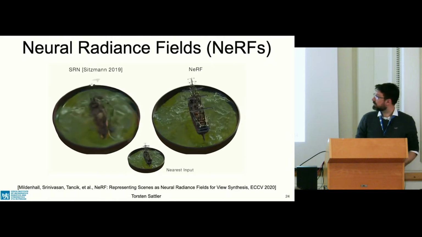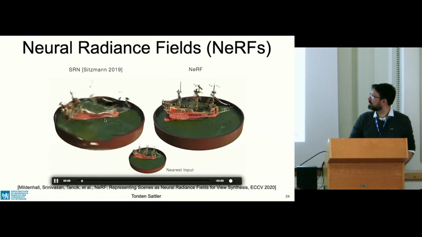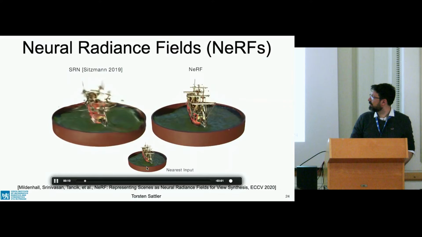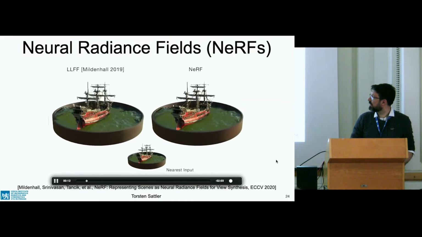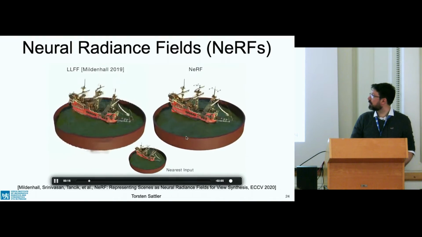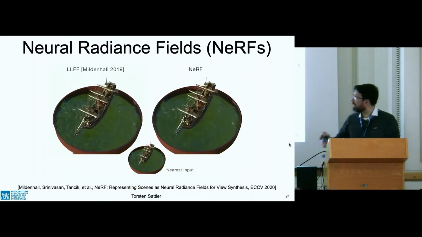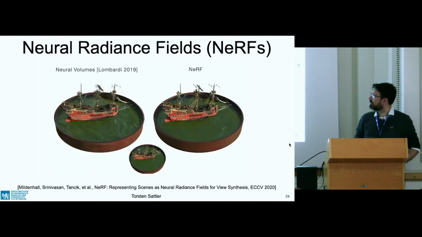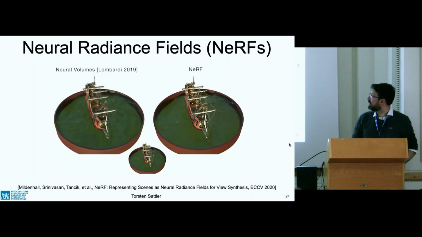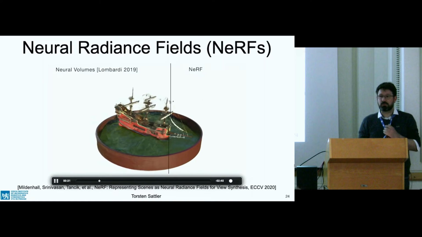Let's look at some results. This is on synthetic scenes. On the left, you see some previous method. On the right, you see the output of the NeRF. This is essentially the nearest training view, a training view that's closest to the view from which it is currently rendered. And as you can see, you're able to recover fine details while also taking into account view-dependent effects such as reflections on this watery surface.